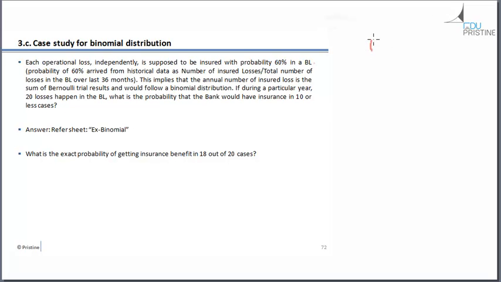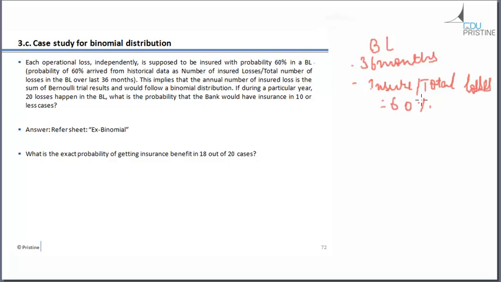So what do we have? We have a business line. We have the data for the last 36 months. In that, what has been observed is that for all the policies, if we take the ratio of insured by total losses, it is equal to 60%. So that's why we are saying that each operational loss independently is supposed to be insured with probability of 60% in a BL.